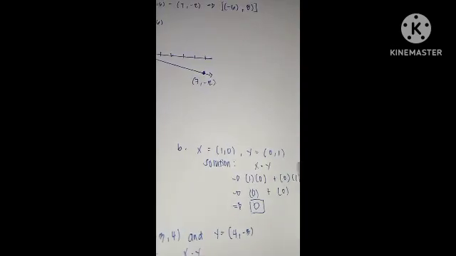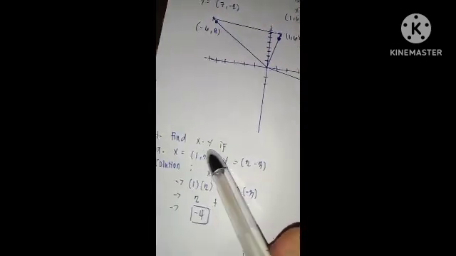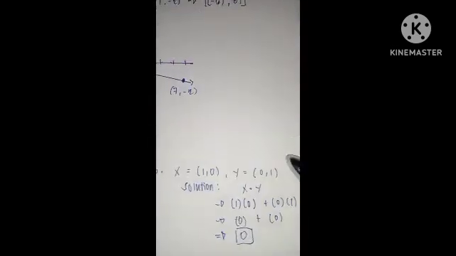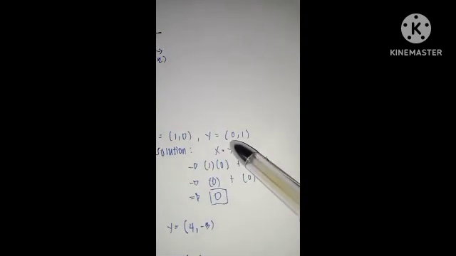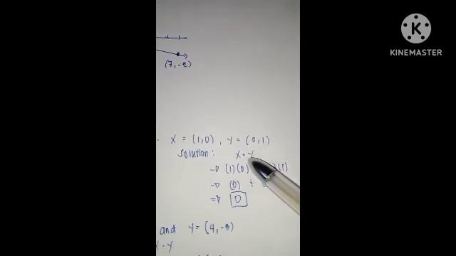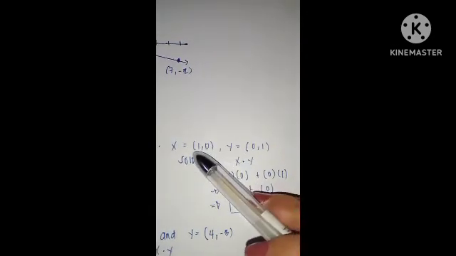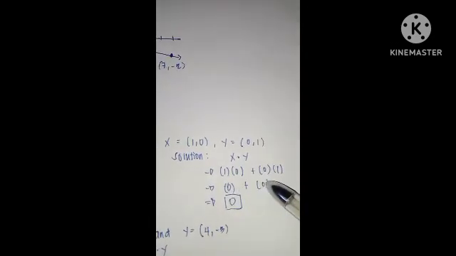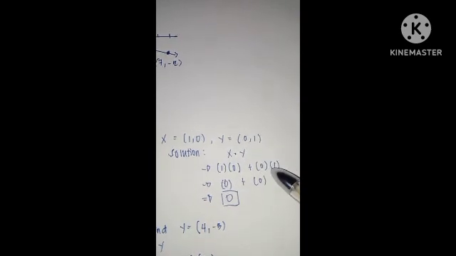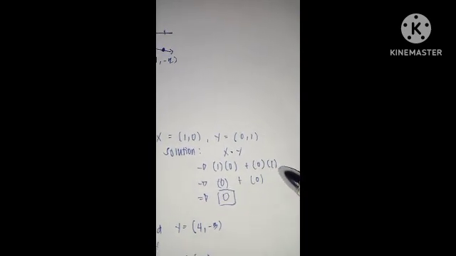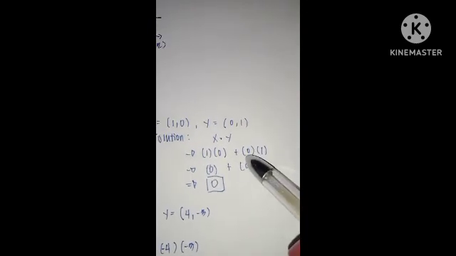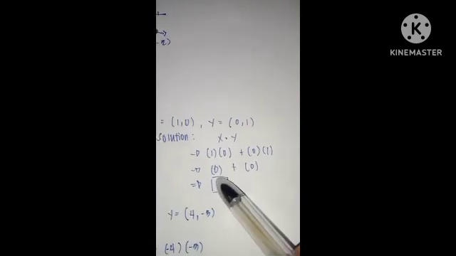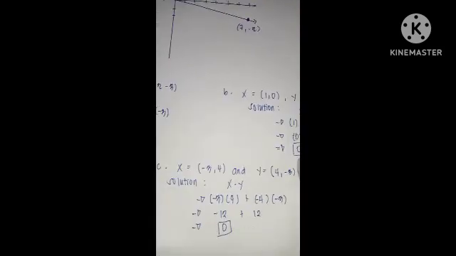Letter B. Find x times y. Our value of x is (1, 0), and the value of y is (0, 1). Solution: x times y. The value of x is (1, 0) and y is (0, 1), so 1 times 0 plus 0 times 1. 1 times 0 is 0, plus 0 times 1 is 0. So 0 plus 0 is equal to 0.